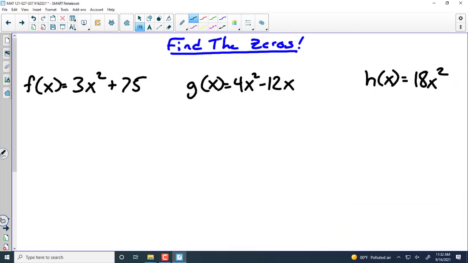So find the zeros. Now these are all called quadratics. And what makes something a quadratic is it has that x squared term in it. There's a little bit more to it than that, but we'll get into that in a later section. But these are called quadratics.